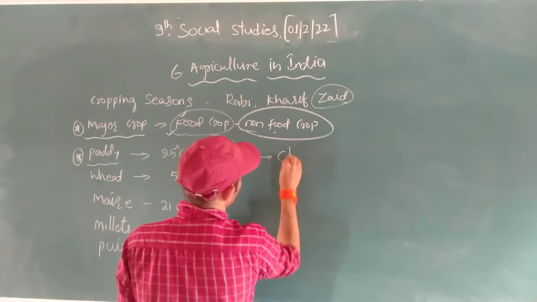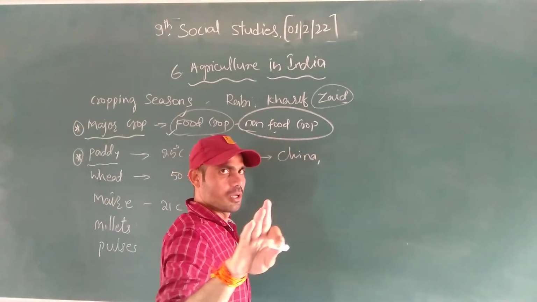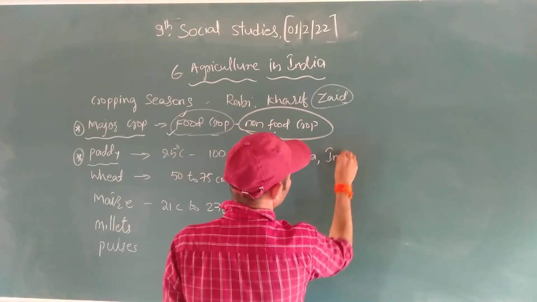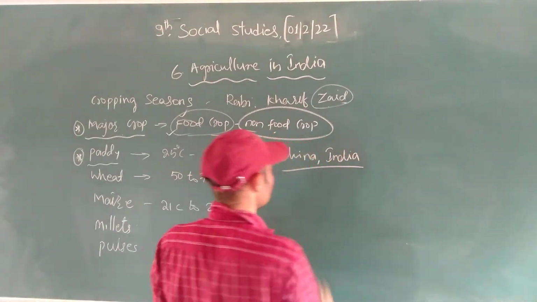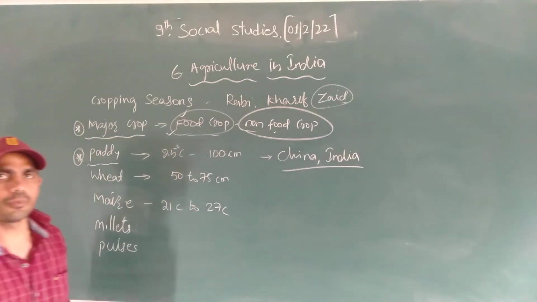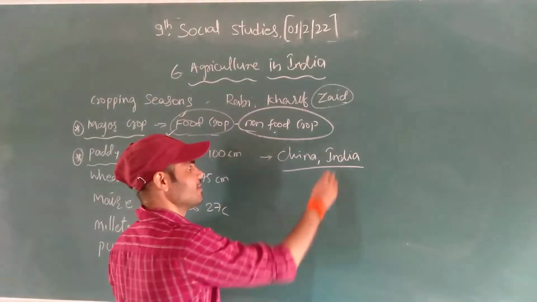Number one in the production of paddy is China, and number two is India, right? In the production of paddy. Do you know paddy? See, the world is going through paddy. China is number one and India is number two.